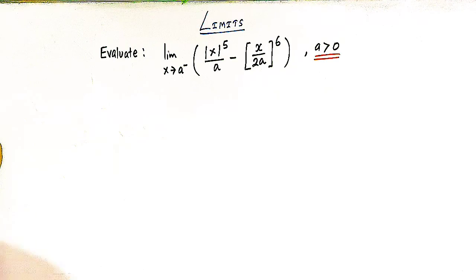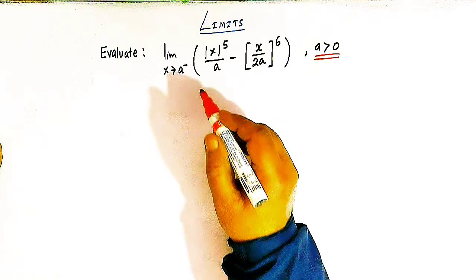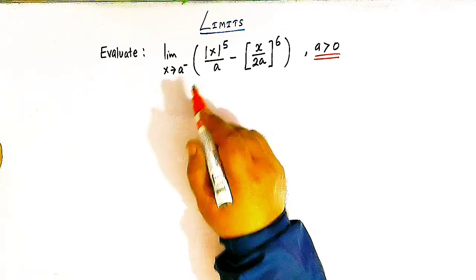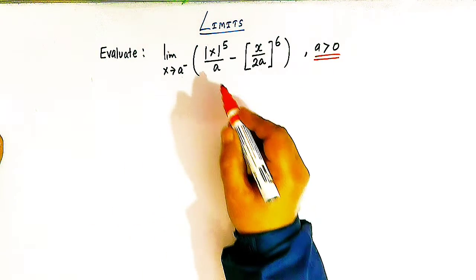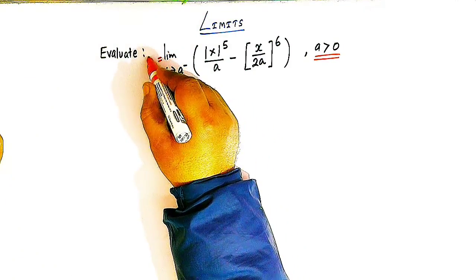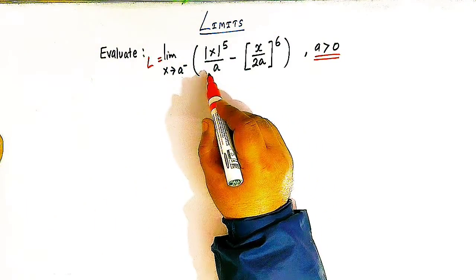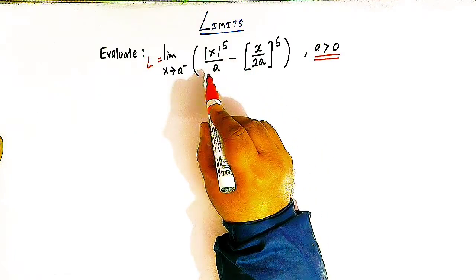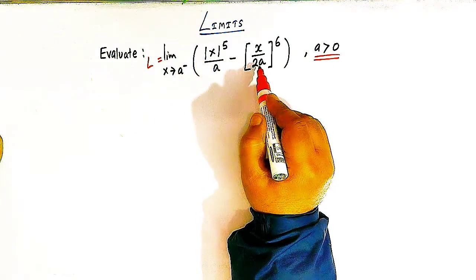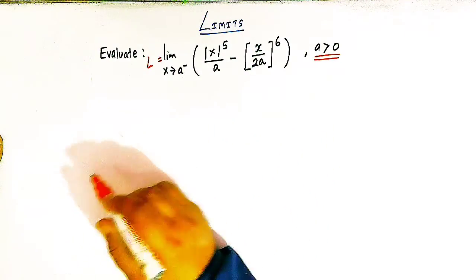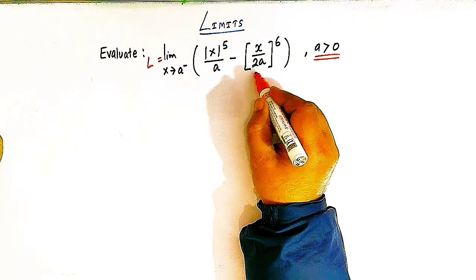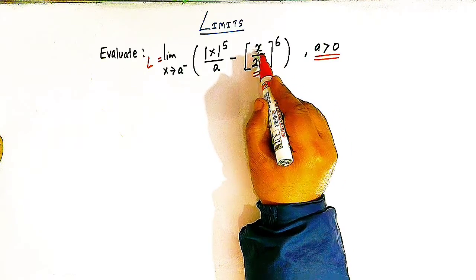So let us see how we can simply evaluate this limit by using the concept of greatest integer function and mod function. So let us start. Now we can call this limit L. Here we have two terms, the first one containing the mod function and the second one containing the greatest integer function. So let us first take care of this term.